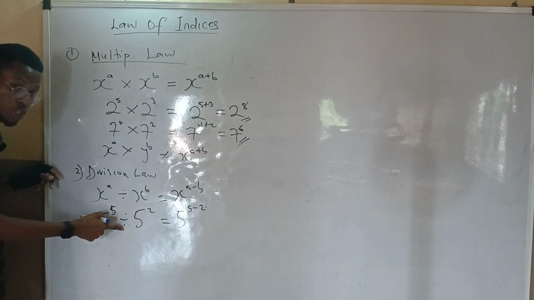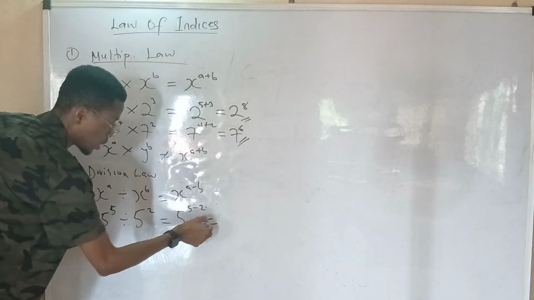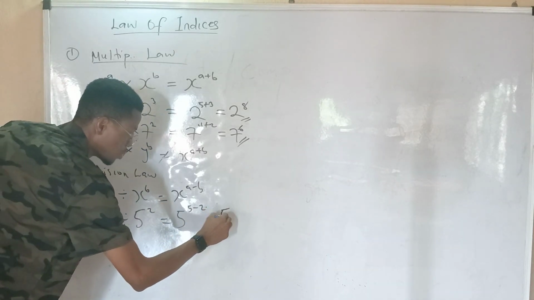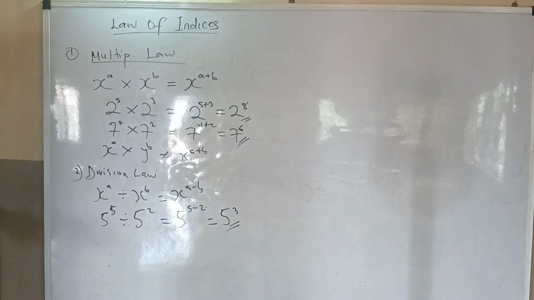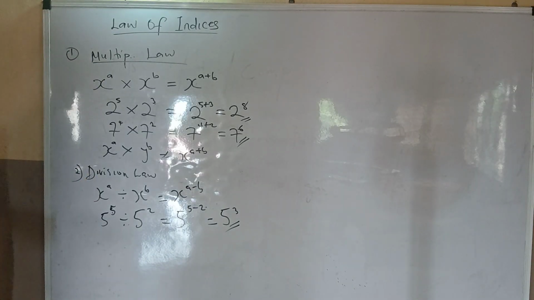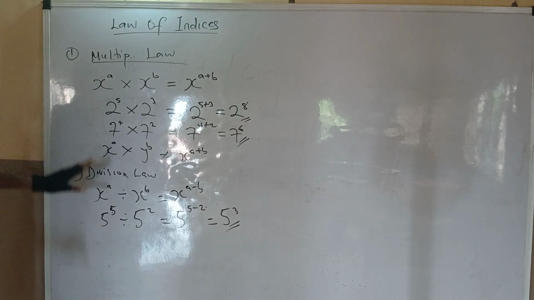So we are doing the division law now, so the powers are subtracted. 5 minus 2, and so what do we have? We have 5 raised to the power of 3. Are you seeing it? So we have 5 raised to the power of 3. As simple as that. This is what these laws are all about: the multiplication law and the division law.